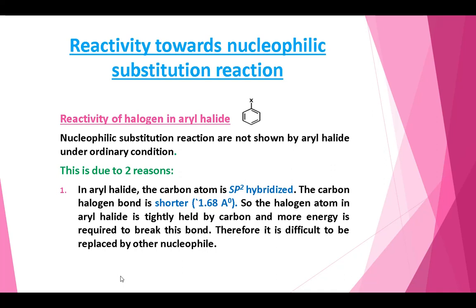This inertness of halogen atom is due to two reasons. Number 1, if you see the structure of aryl halide, the carbon atom is sp2 hybridized. The carbon-halogen bond is shorter, that is 1.68 angstrom. And this is due to the presence of double bond in aryl halide. So, the halogen atom in aryl halide is tightly held by carbon atom. Hence more energy is required to break this bond. Therefore halogen atom in aryl halide is difficult to be replaced by other nucleophile.